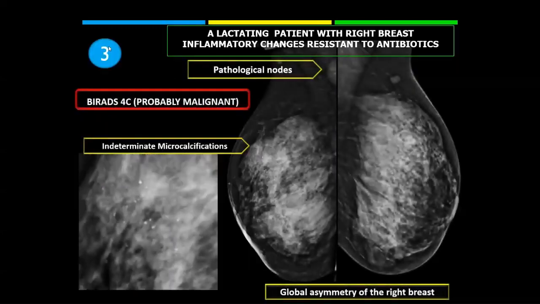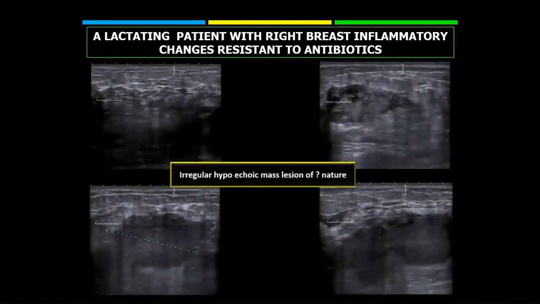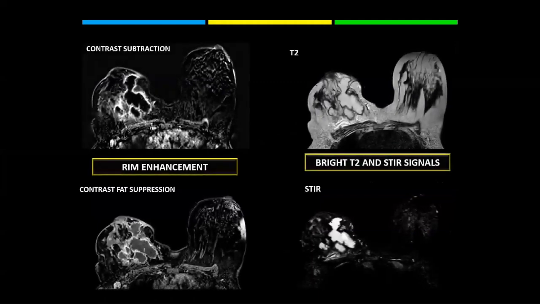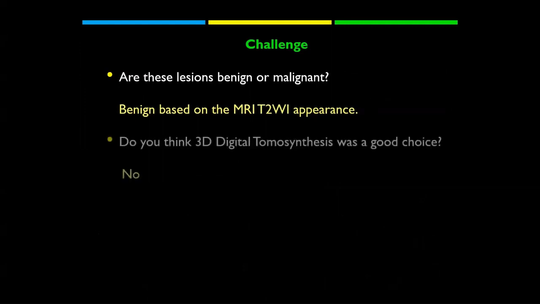This was the third case who was assigned a BI-RADS 4C, and this was her tomosynthesis. And this was the ultrasound appearance, and this was the MRI. And looking on the MRI, she had rim-enhancing lesions. Just looking at the T2 and the STIR, and we see that what's inside the rim is bright fluid signal. It's diagnostic that these are multiple abscess cavities and they are not malignant lesions. So are these lesions benign or malignant? We can say this based on the MRI appearance.